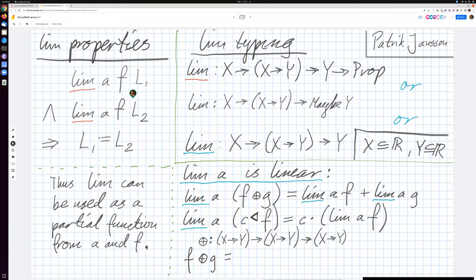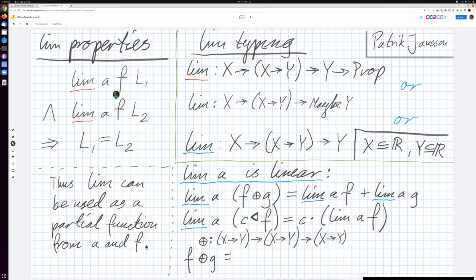But anyway, when you have proven that, or if you just trust the book, then we go down one level and say, okay, lim can be used as a partial function from A and F. What do I mean with that? I mean that if you give it an A and an F, it may not have a limit, but if there is a limit, the limit is unique.